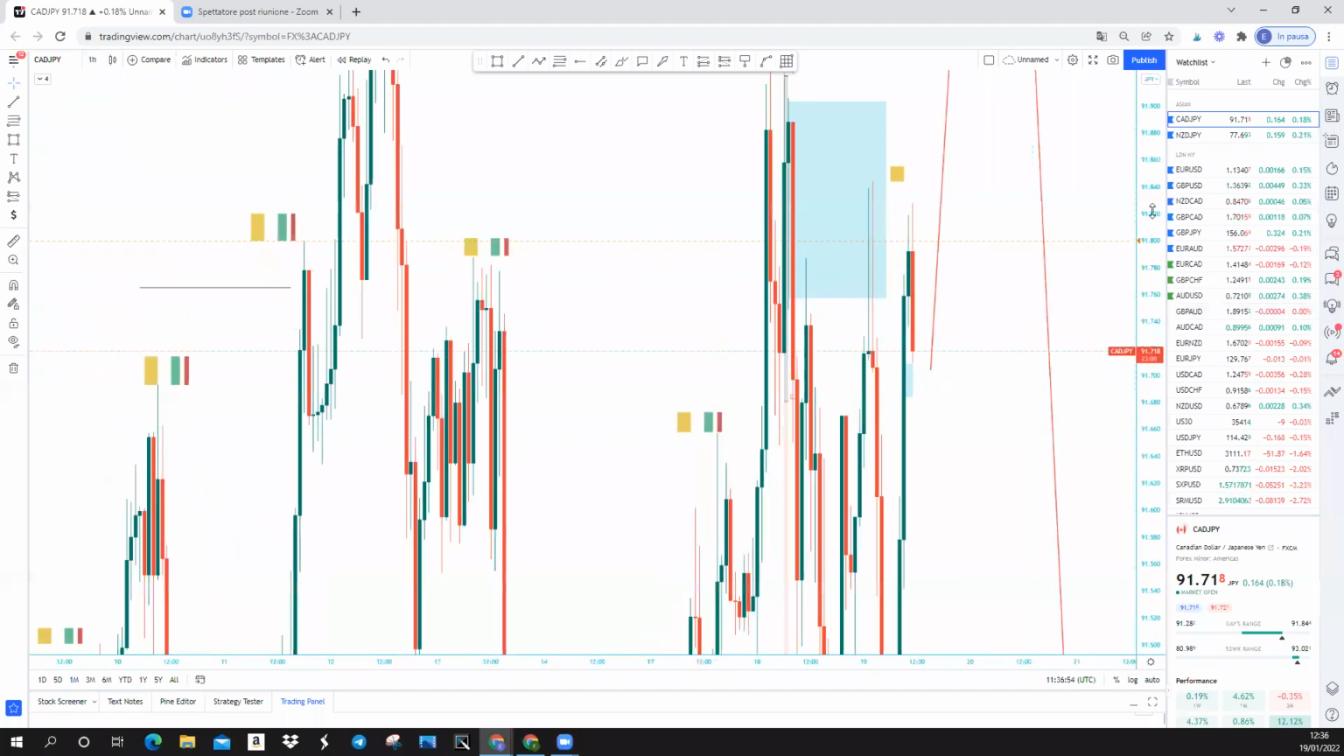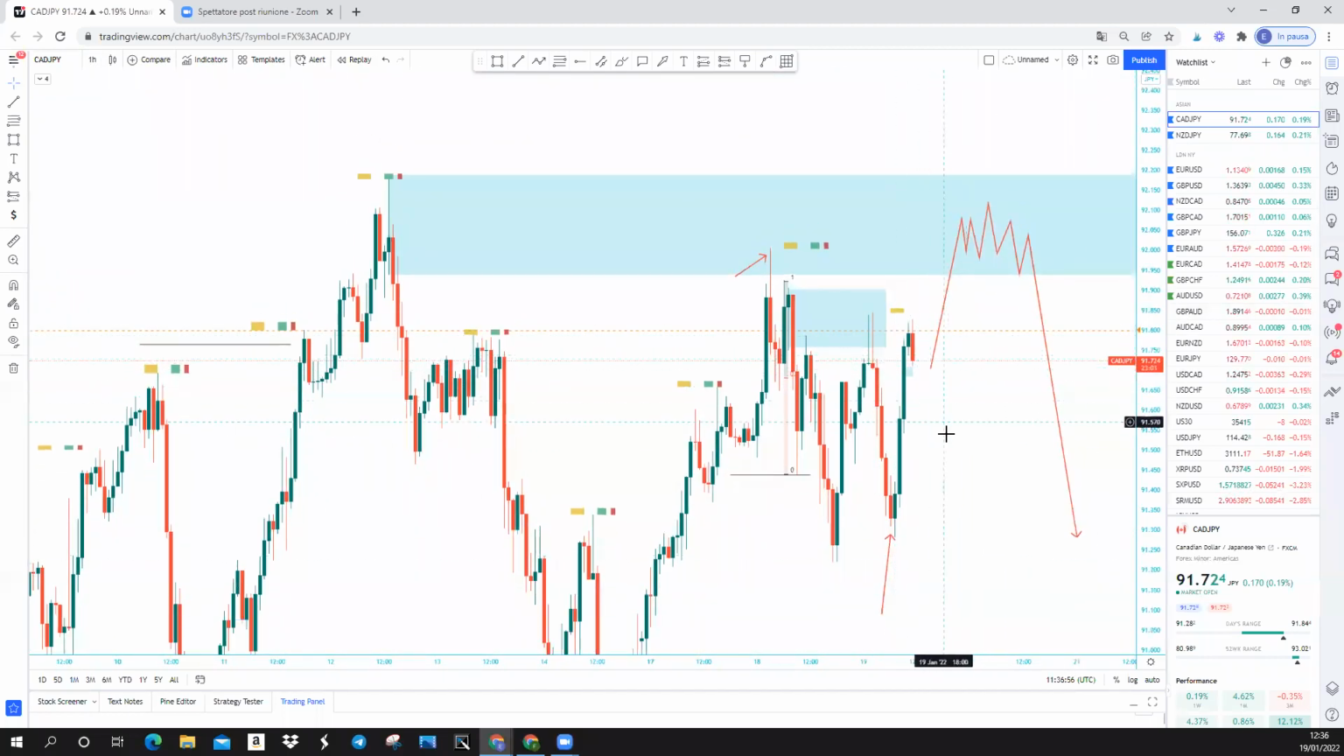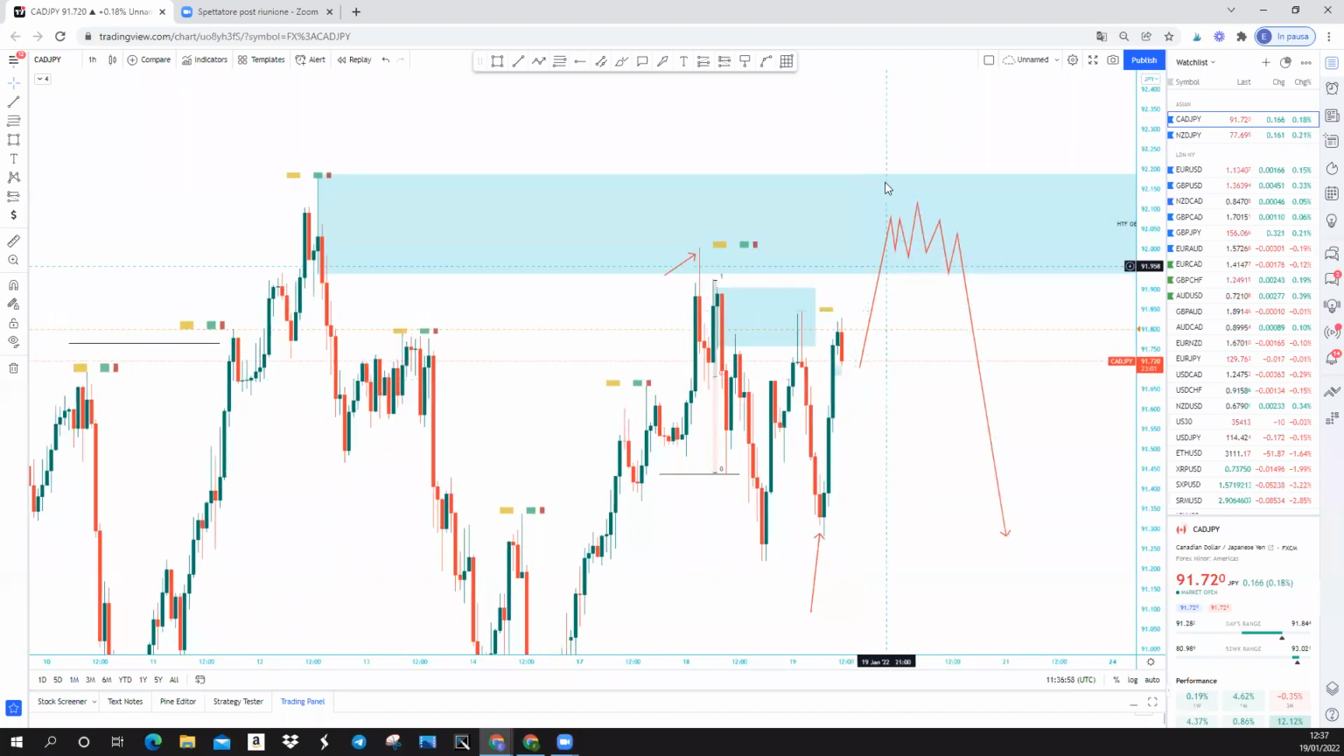Going back to the 1 hour, risky position from here, safer position if we actually grab the liquidity of this high and have a confirmation entry on lower time frames like 5 minutes or 3 minutes right here. These are the two possibilities on CAD-JPY.